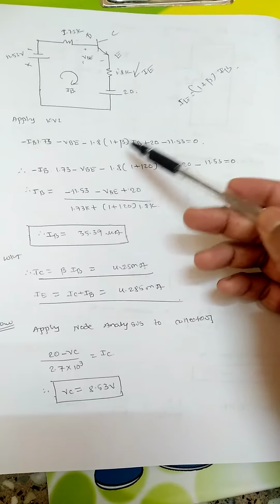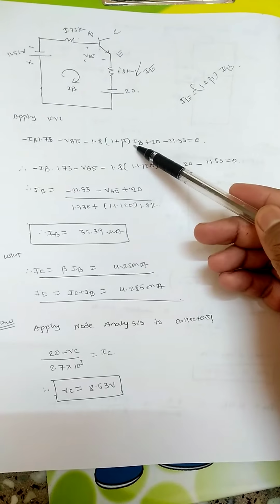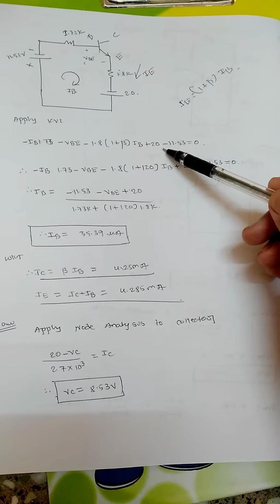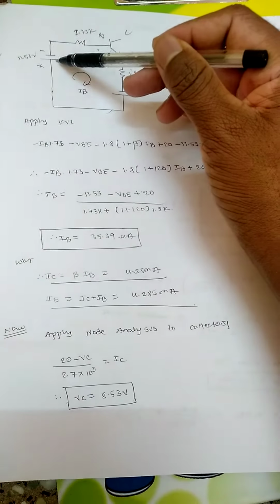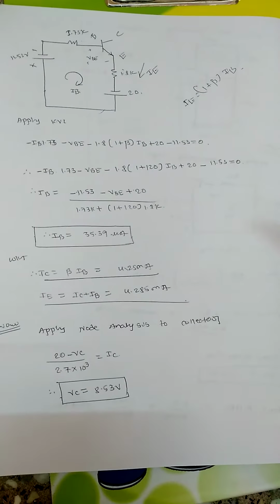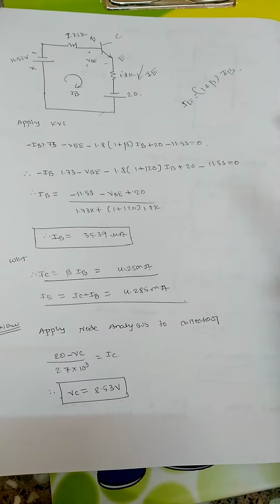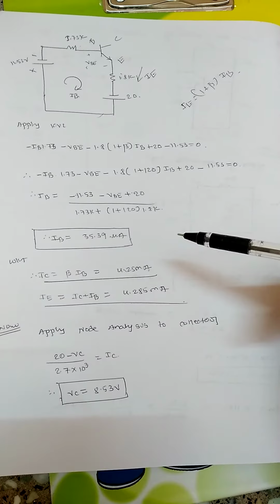So that's why 1.8 into (1 plus beta) into IB. So the next voltage is plus 20 volt minus 11.53. When you come to here, the second sign is minus, so I will take it as minus 11.53 equal to 0. Alright, so I have got the equation.